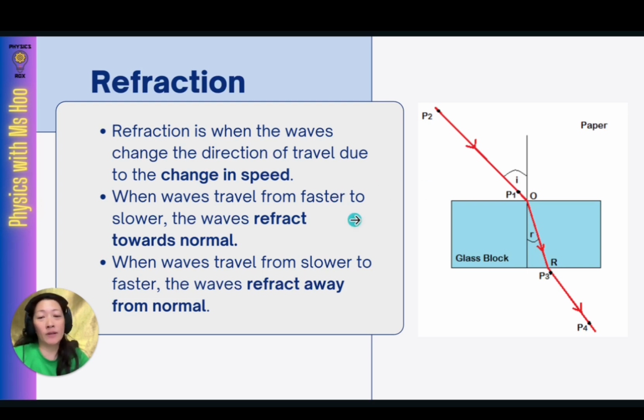When waves travel from faster to slower speed, the waves refract towards normal, whereas when the waves travel from slower to faster, the waves refract away from normal. Now, if you have already learned about light refraction, then this concept should not be new to you. If this concept is rather new to you, don't worry, we'll go through this in more detail.